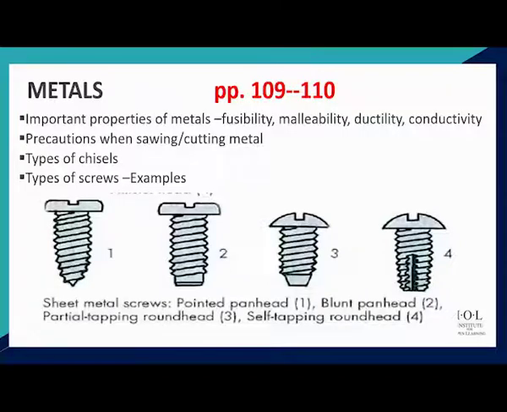Right. Then we have got different types of chisels and different types of screws as illustrated there. The blunt pinion, which is number 1, then the partial tapping round head, then we have the self-tapping round head. And if you look at these screws, if you look at the shape of the head, it's round, so the name is derived from that shape. And also, if you look at the threads, you can see that these ones are self-tapping. So it can help you, or it can guide you to identify and name these screws.